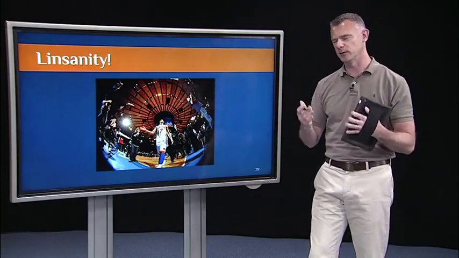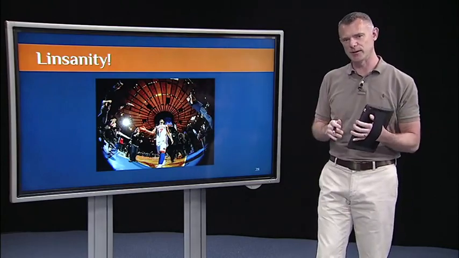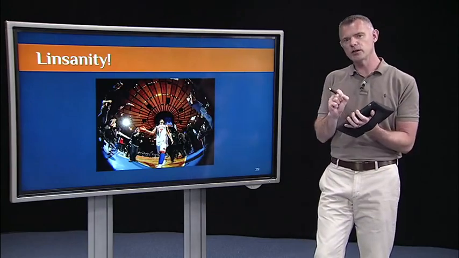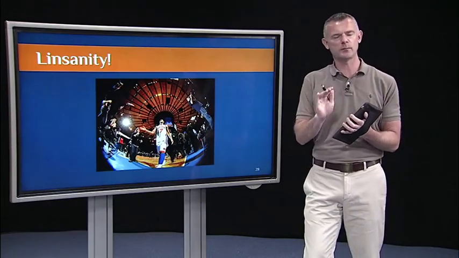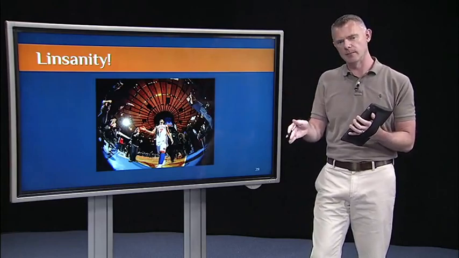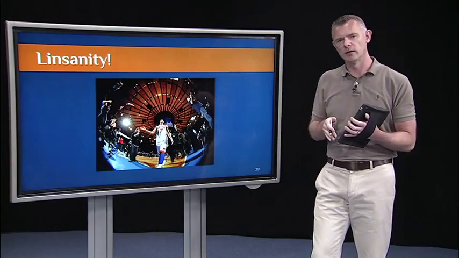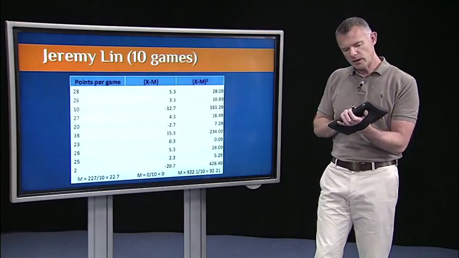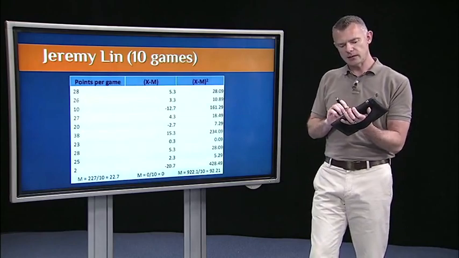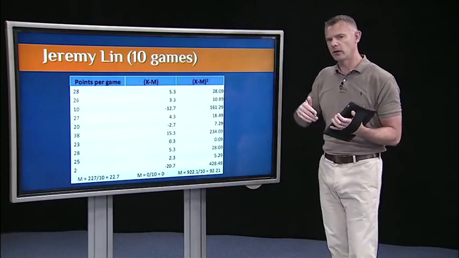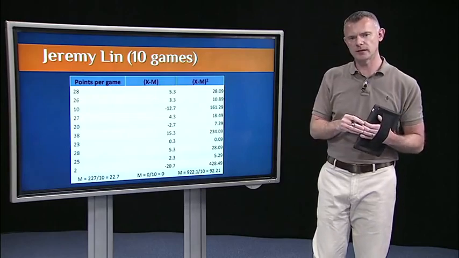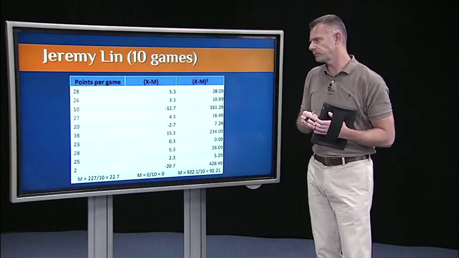So I got caught up in what the media called Linsanity. Jeremy Lin suddenly took the NBA by storm because he started scoring a lot of points. So what we're going to do is we're going to look at Jeremy Lin's points per game over that time. It was during the winter of 2012. So what I can do is I can look at Jeremy Lin's points per game across, let's just pick out a 10-game stretch of that season in 2012.